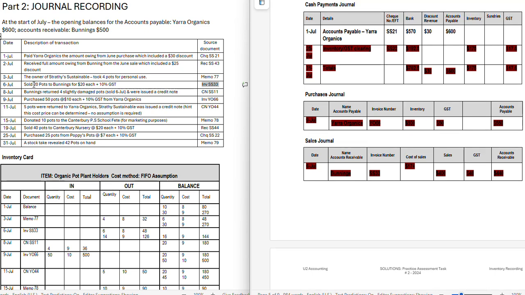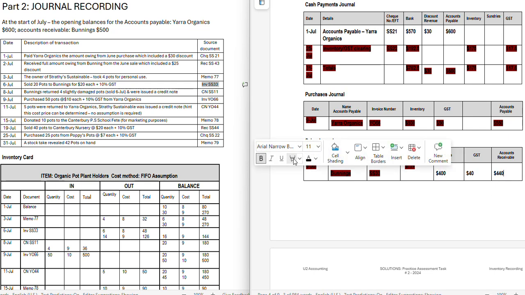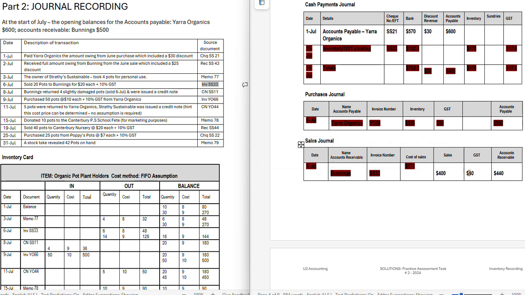Now, it's pretty easy to work out the revenue effect, the sale price effect. 20 times 20, that's 400, plus 40 GST. So let's go on the right here and just unpack these three right columns. So I've got 400 sales plus your GST means the 440 is owed from Bunnings, the account receivable.